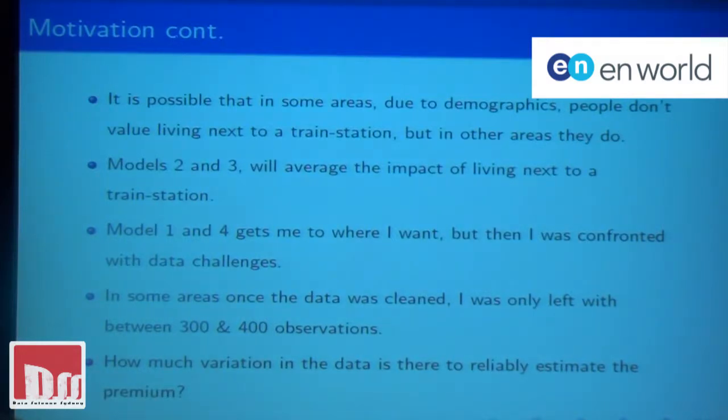One was that the pooling models were averaging the effect. I couldn't get the variation within areas that I was interested in, because again, I want to make a decision of where to live given the cost of these different factors. And the other models, which have separate parameters for the variable of interest, you just have insufficient observations and you get imprecise estimates. So those were the challenges that I was confronted with.